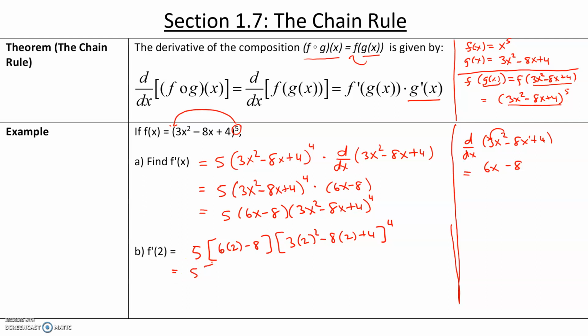This gives you 5 times. 6 times 2 is 12. 12 minus 8 is 4. Over here, 2 squared is 4. 4 times 3 is 12. 8 times 2 is 16. So that gives us 12 minus 16 plus 4. That's negative 4 plus 4, which is 0. And 0 to the 4th power is still going to be 0. So 5 times 4 times 0 will just give you 0 as the answer.